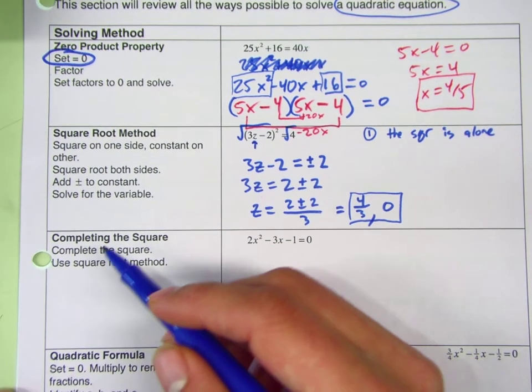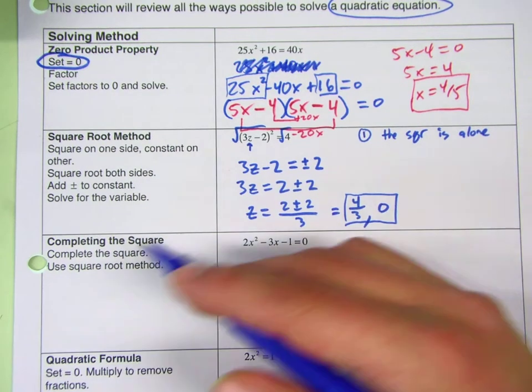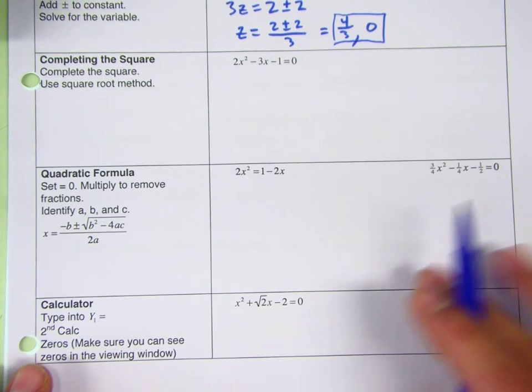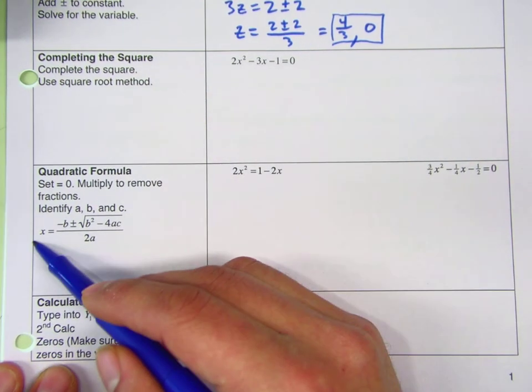Okay, we're going to skip completing the square for now. Not because we're not going to do it, it's just this is going to take us a little bit of time. These other two should be pretty easy. Okay, quadratic formula. Here it is in case you forgot it.